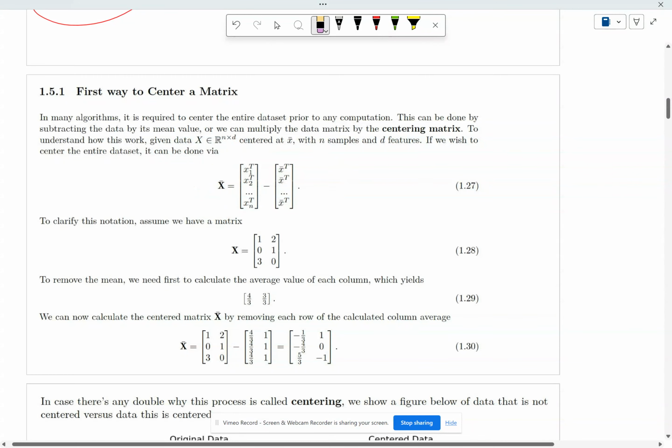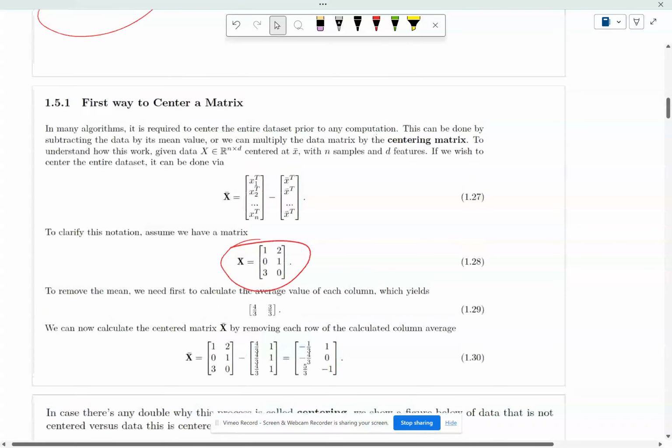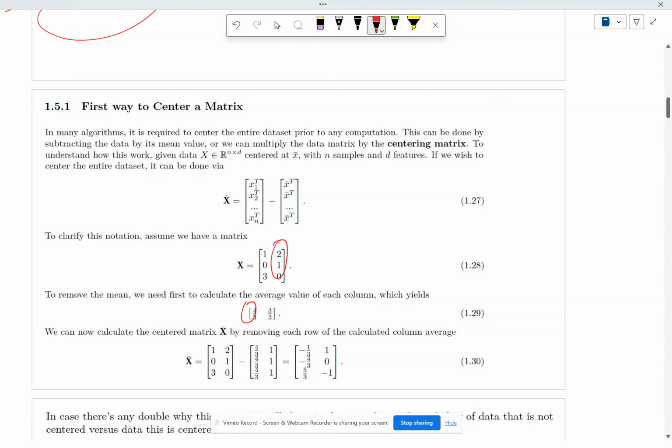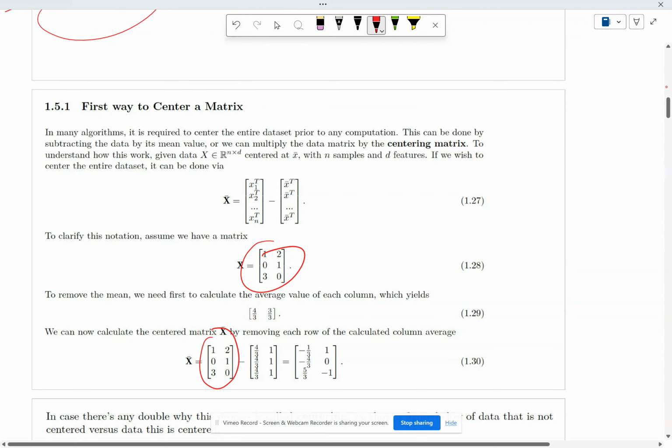For example, right here, we have data. We take the average of the first column, which is the first dimension, which is 4/3. And the average of the second is 3 divided by 3. It's just 1. So you take the data, and for each sample, you subtract the average. You subtract the average. You subtract the average. So you're repeating the average multiple times, and you're just subtracting it. This is centering, and I have no doubt that you guys should know what this is.